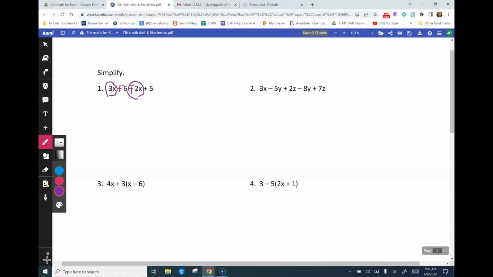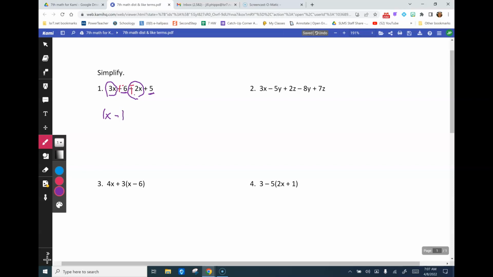What is 3 plus negative 2? Right, 1x. Now you might just write x. Either way is fine. Okay, and then I have a negative 6 and a positive 5. Those are also like terms. So negative 6 plus 5, that's minus 1. Okay, let's look at the next one.